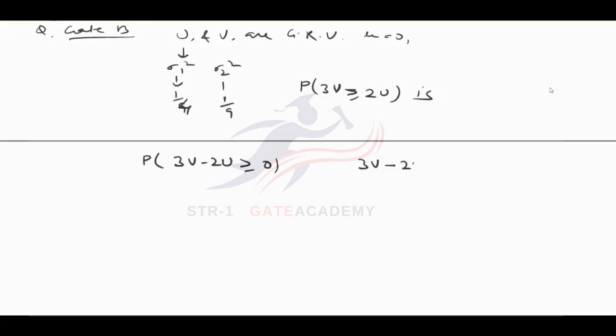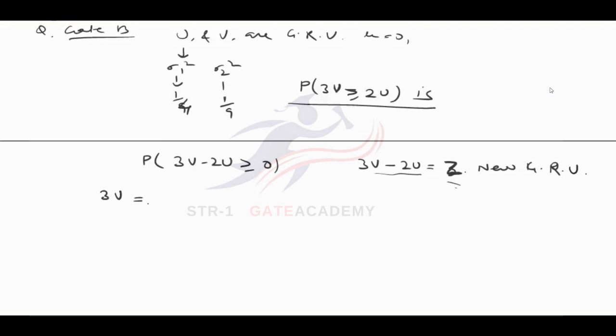3v minus 2u is Z, a new random variable, a new Gaussian random variable. In this question, two Gaussian random variables with zero mean are given to us, and their variances are given as 1 by 4 and 1 by 9, and we find the probability of this term. By shifting, this term is greater than 0, so I assume a new parameter Z, a new Gaussian random variable Z.